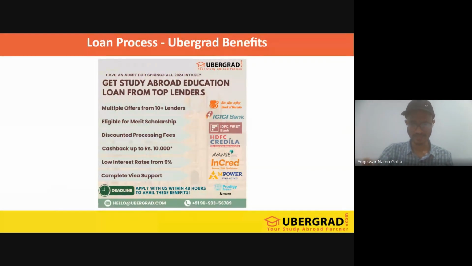As you can see on the screen, we have partnered with the top public banks: Bank of Baroda, SBI, and Union Bank, who are national banks. Then we have private banks, ICICI and IDFC First Bank. Then we have NBFCs: HDFC Credila, Avanse, and Auxilo. And we have private lenders too, Empowerment Financing and Prodigy. So these are all the 10 plus lenders that we are directly partnered with, and we have more lenders coming up in the month.